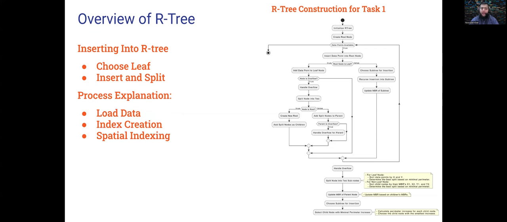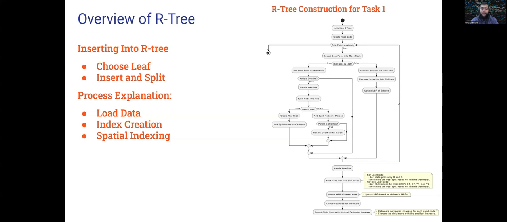Inserting into an R-tree, you choose a leaf, so you navigate from the root to the appropriate leaf node that should contain the new entry based on minimal area enlargement of the bounding rectangles. And insert and split, so you insert a new entry into the selected leaf node, and if the leaf node overflows, meaning it exceeds the maximum number of entries, then it needs to be split. Splitting propagates upwards as necessary, possibly adding new levels to the tree.